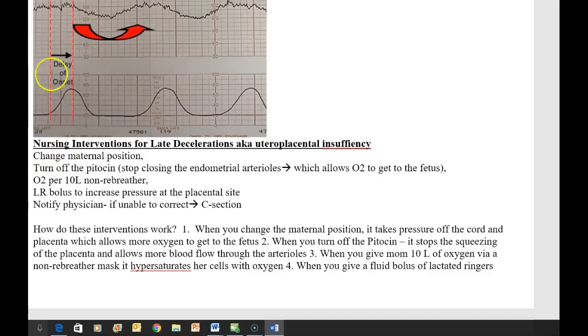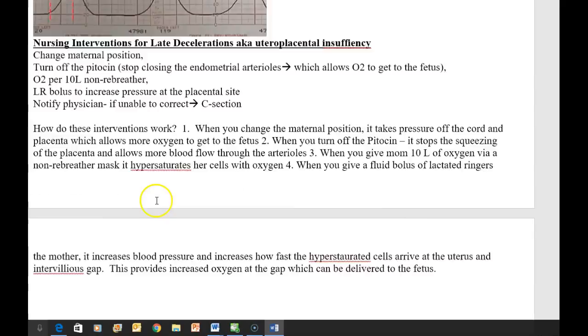If there is Pitocin infusing, we know that's causing contractions, and contractions are causing the hypoxia. So of course we would turn it off. This will stop the endometrial arteries from closing, which will allow more O2 to the fetus. We will give oxygen at 10 liters by non-rebreather, a fluid bolus to increase the pressure at the placental site to push over the oxygen, and we would notify the provider. If unable to correct, they're going to do a C-section, because we do not want a hypoxic, acidotic, brain damaged baby. So you guys, it's very important that you understand these strips.